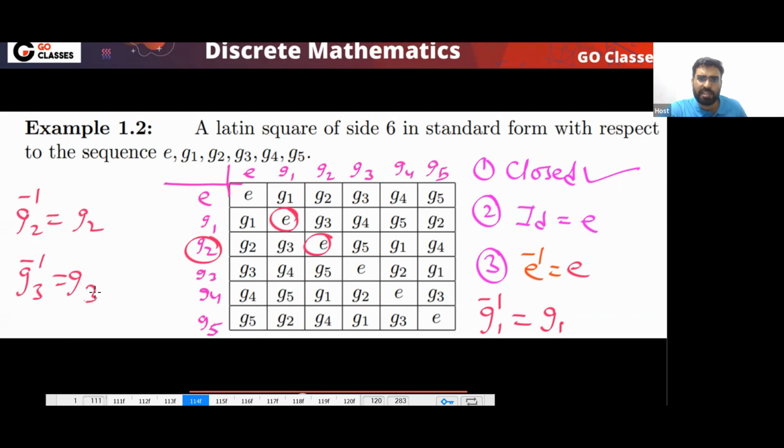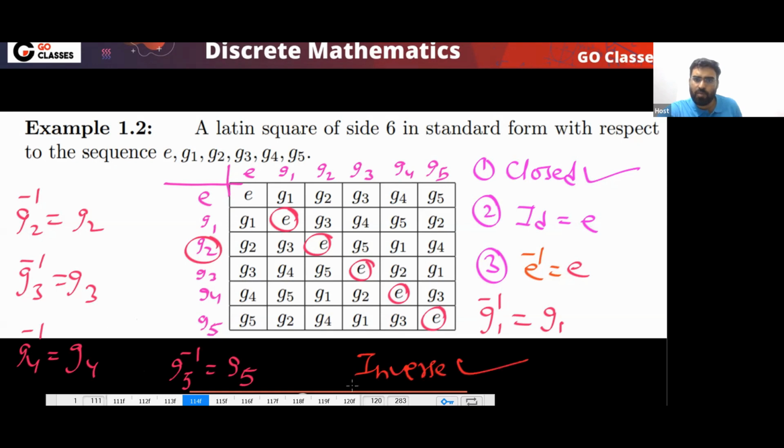G3 inverse will be G3. G4 inverse will be G4 and G5 inverse will be G5. So yes, the inverse property is also there. We have the inverse property.